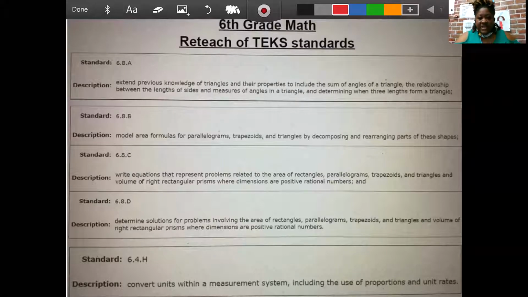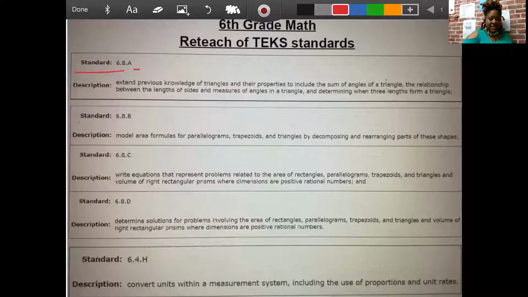All right, so these are the TEKS for today. Don't write all the words down, just write these TEKS down. If you know that these are sums that you struggled on, 6.8 A, B, C, and D, and then 6.4 H. So write those down, and look at your email and you'll get the reference for each TEKS.